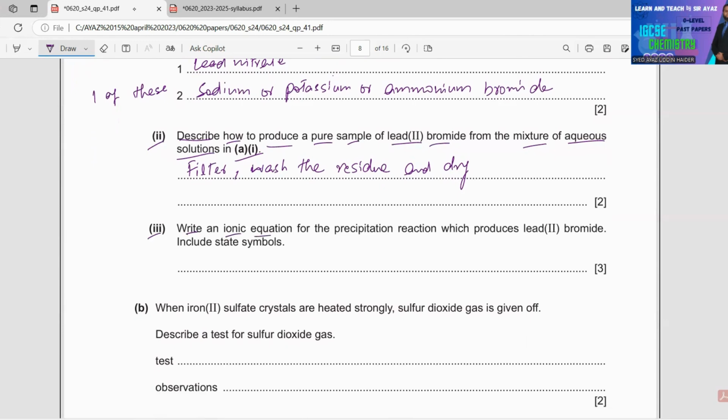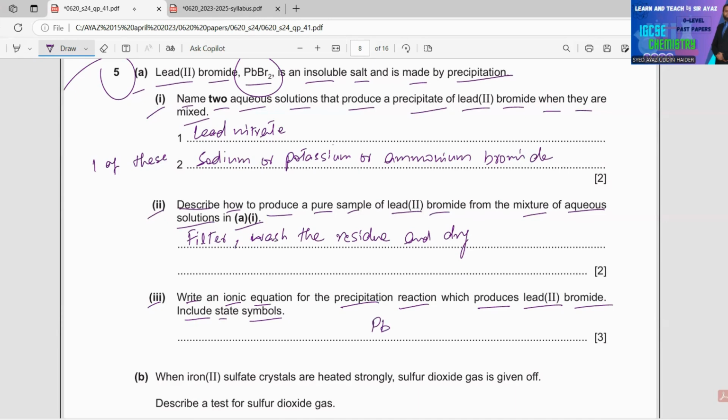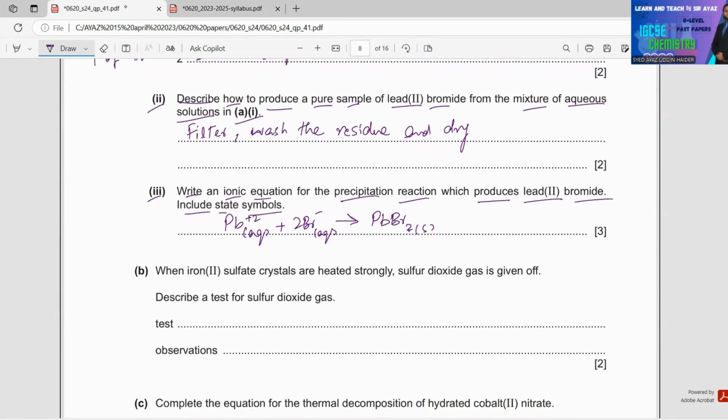Part 3. Write an ionic equation for the precipitation reaction which produces lead(II) bromide. Include state symbols. If you write the full reaction equation, it will take time. So what you'll do, you are making the insoluble salt, lead(II) bromide. The formula of lead(II) bromide is given, PbBr2. So you know that the product is PbBr2, so you will straight away write PbBr2(s). So what must be the reactants? We must have Pb2+, which means Pb carries plus 2 charge. You write Pb2+(aq) + 2Br-(aq). Bromine belongs to group 7, which means it must have -1 as its oxidation number or valency.